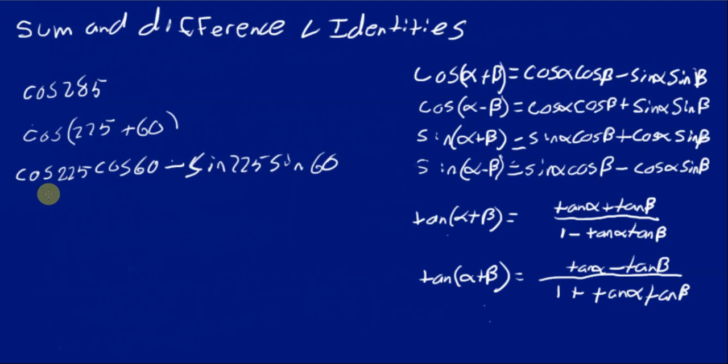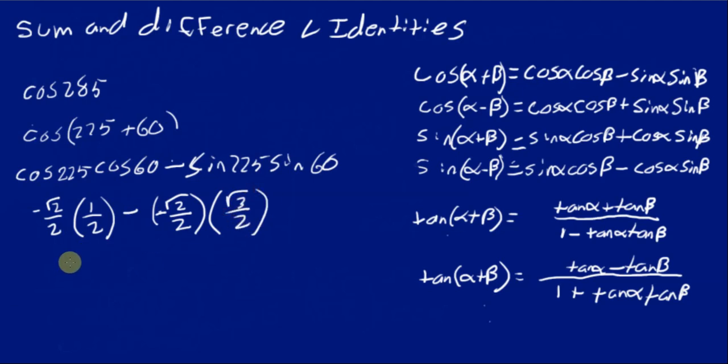225, third quadrant, the cosine is going to be negative. So that's going to be negative square root of 2 over 2. It's got a 45-degree reference angle. The cosine of 60 is going to be 1/2, minus the sine of 225. So now we've got a reference angle of 45. The sine is also negative in the third quadrant. So it's going to be minus the square root of 2 over 2. And the sine of 60 is going to be root 3 over 2.